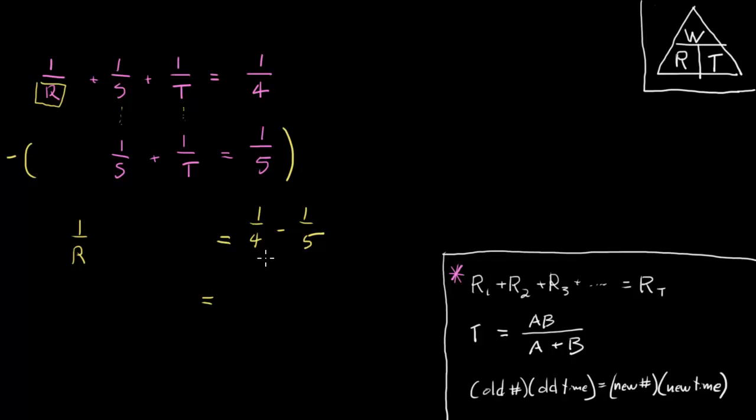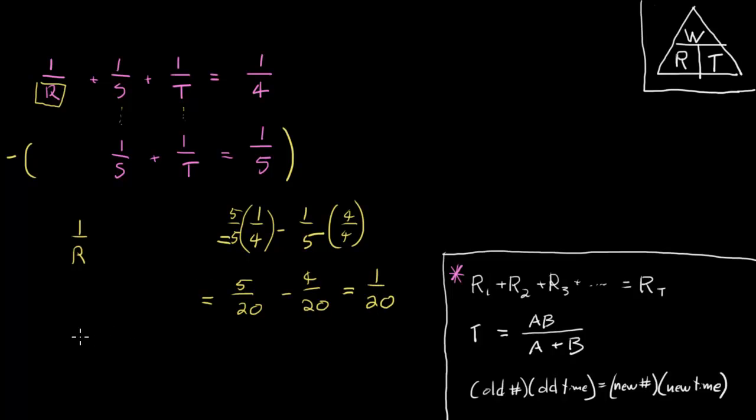So let's keep going. Subtracting fractions over here, I need a common denominator. So what would a good common denominator be? Well, if I multiply this first fraction by 5 over 5, and if I multiply the second fraction by 4 over 4, then I'm going to end up with 20s on the bottom for each. So then this side becomes 5 over 20 minus 4 over 20, which is just 1 over 20.